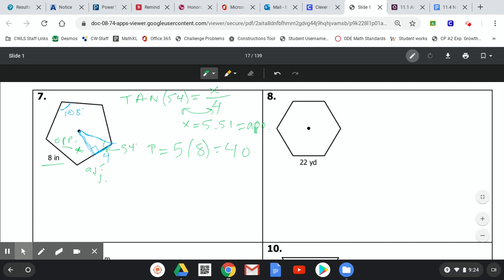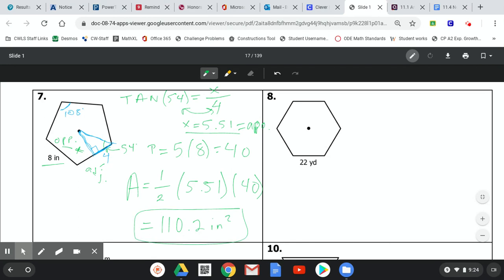So when we know the side length, we don't have to do anything once we do trig. All right, so don't get confused by that, okay? Understand what we're looking for and understand how it changes, okay? So 5.51 is the apothem. So finding the area equals 1/2. What's our apothem? Oh, it's 5.51. All righty. And then we multiply that by 40. So we find our area is 110.2 inches squared.